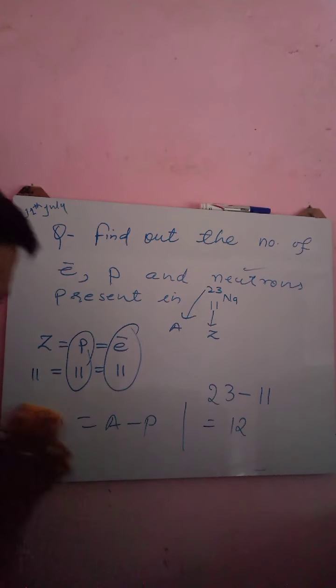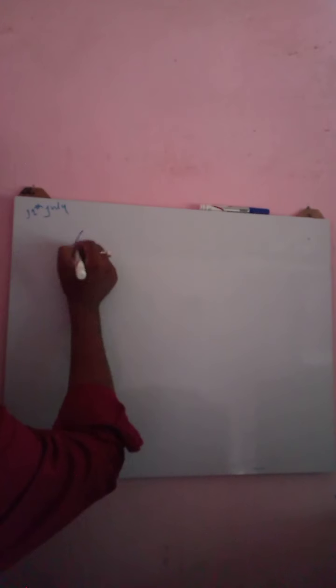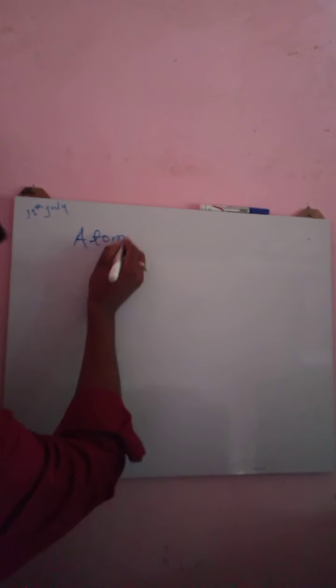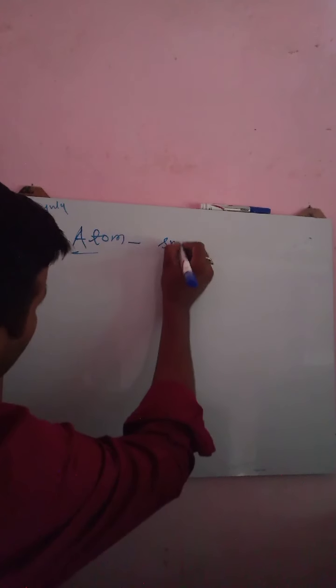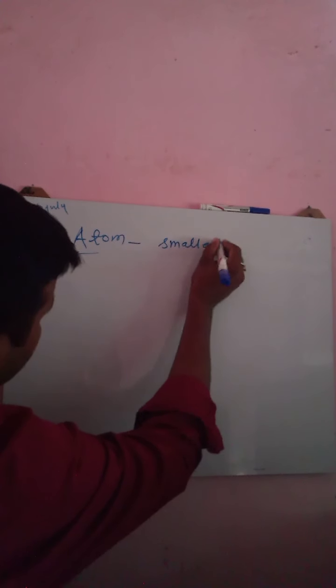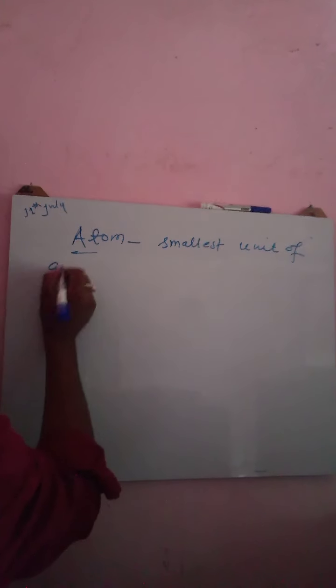I hope you understood what nuclide representation is, what mass number is, and what atomic number is, right? I hope you know the definition of an atom. Because we are discussing the representation of an atom, you must know its definition as well. So how can an atom be defined? It is considered the smallest unit of matter.